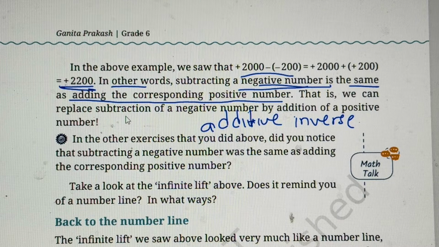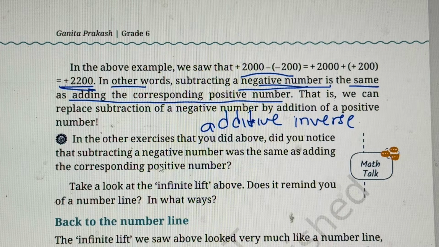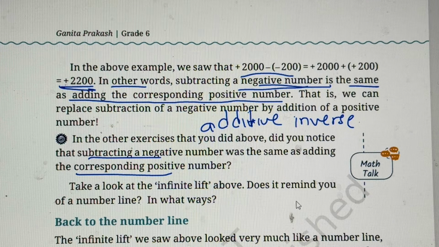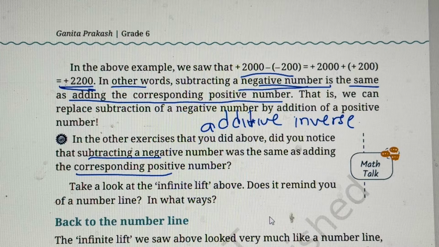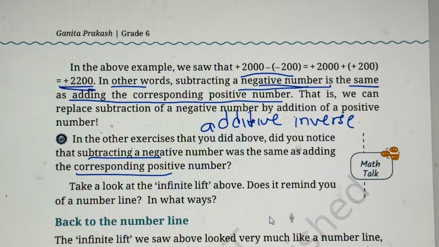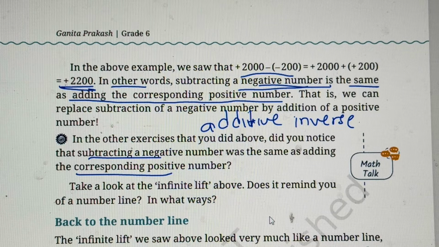So in the exercises that you did above, did you notice subtracting a negative number was the same as adding the corresponding positive number? There were many such examples, right? Like B and C, D and E, F and G. They were all of the same type, and we were getting the same answers. That was done deliberately so that you understand this concept thoroughly well, right?